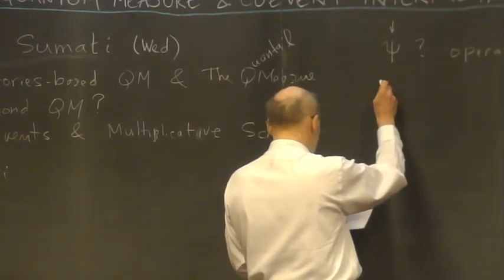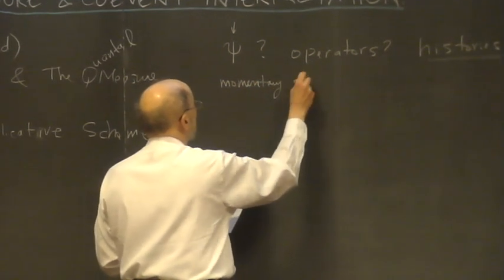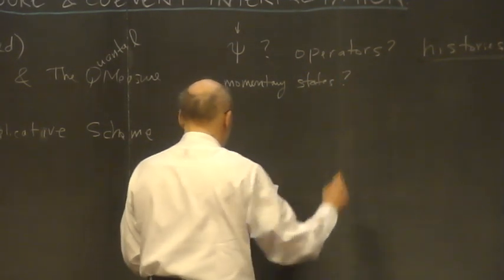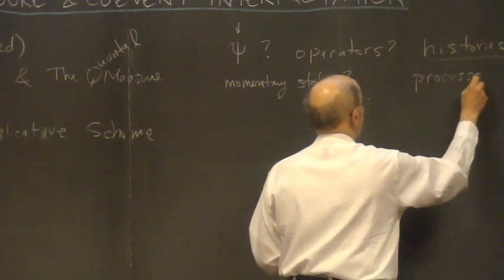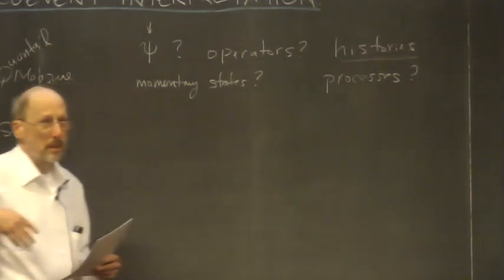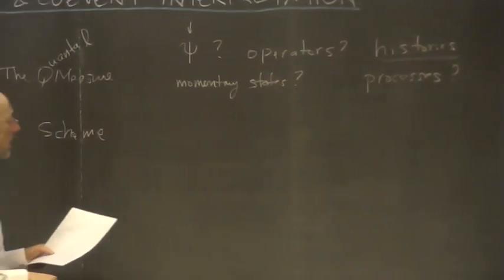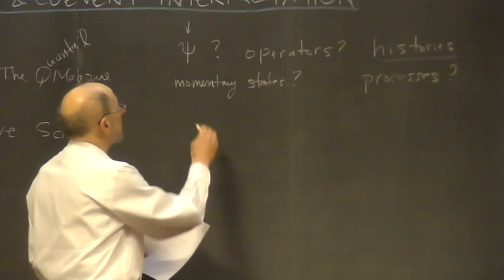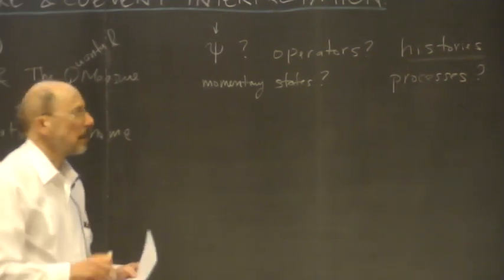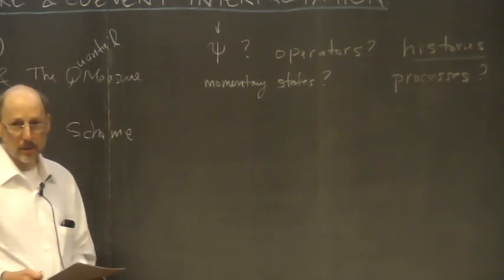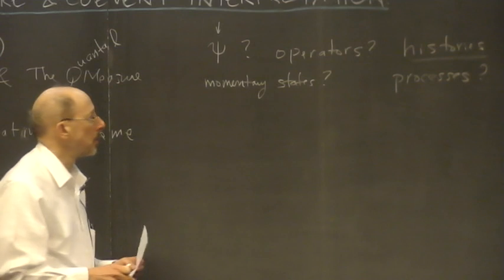Another question is, is it about momentary states, or is it about what you might call processes, which really means things that take place in time that are not described just by a point in space or something like that at one moment of time. Again, the more traditional view, you might say, is that it's about momentary states and how they evolve. In a Heisenberg picture, it may look like the operators are evolving, and the state evolves only in this discontinuous way when you make a measurement.